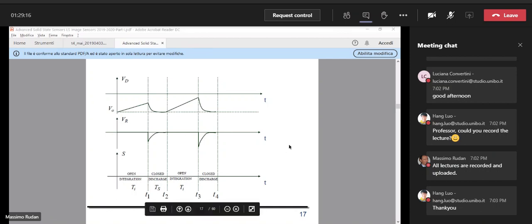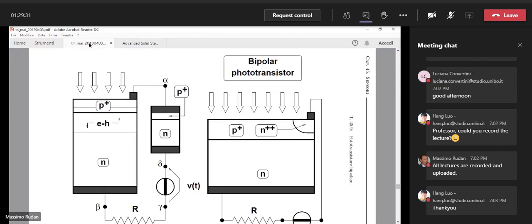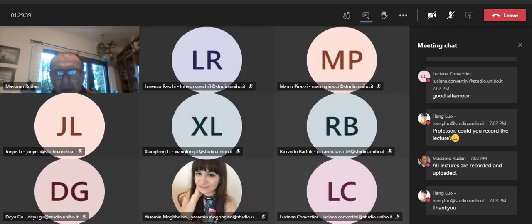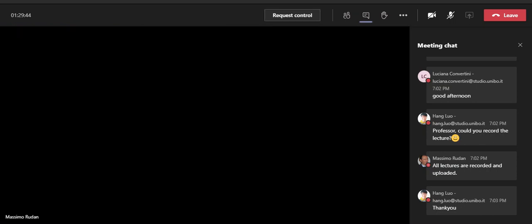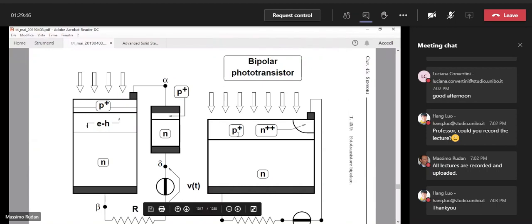Okay, so let's continue by considering the other possible solution to the switch problem. Let me share the screen again. So this is the bipolar phototransistor that we already discussed.